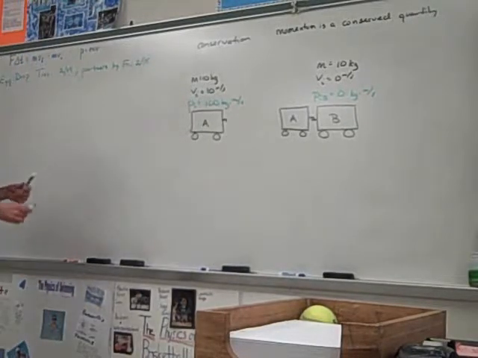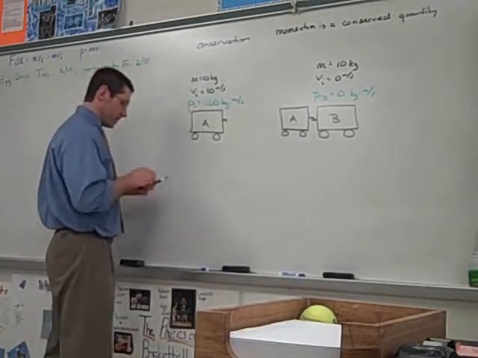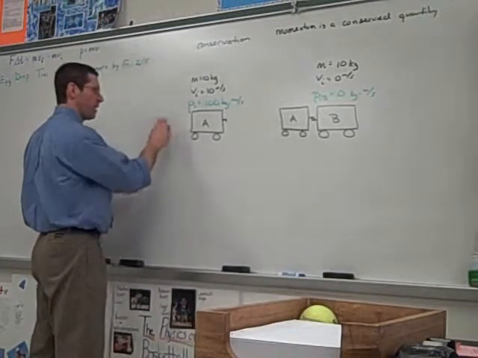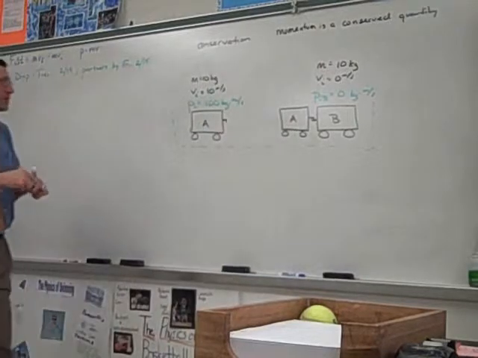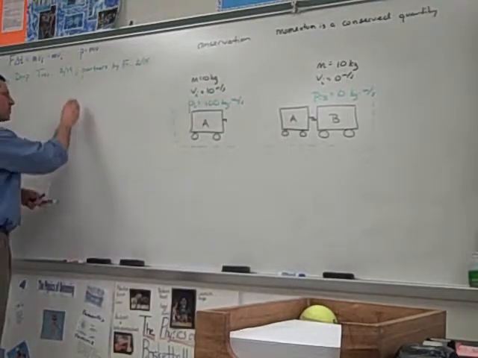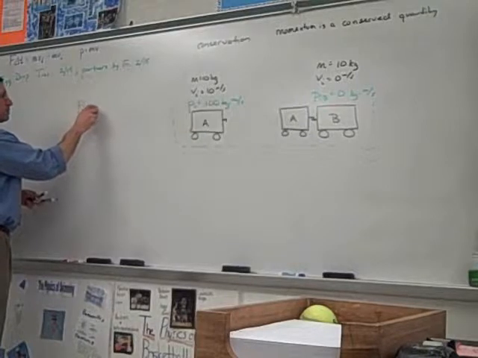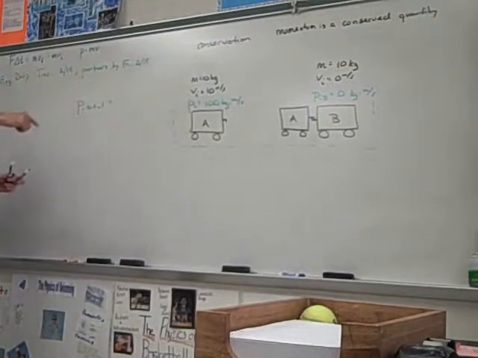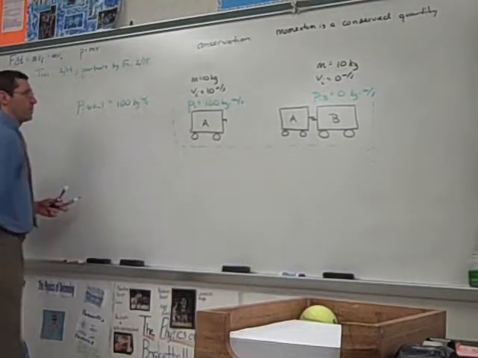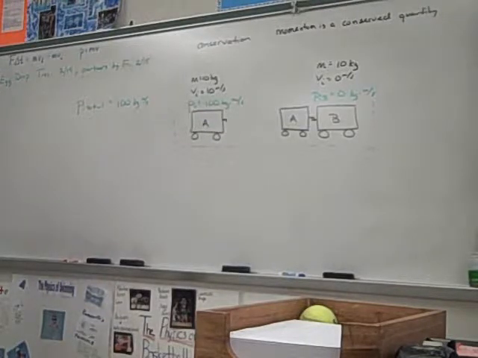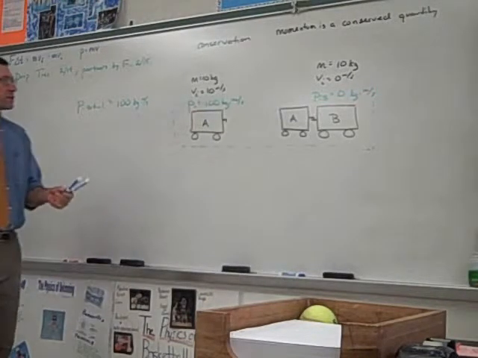Now, let's define a system here. We'll define our system as cart A and cart B. How much momentum was present in our system? So the initial momentum total inside the system, which is within the blue dotted line, how much momentum is in there? Total, 100, right? 100 plus 0. So there's 100 kilogram meters per second of momentum in there total.